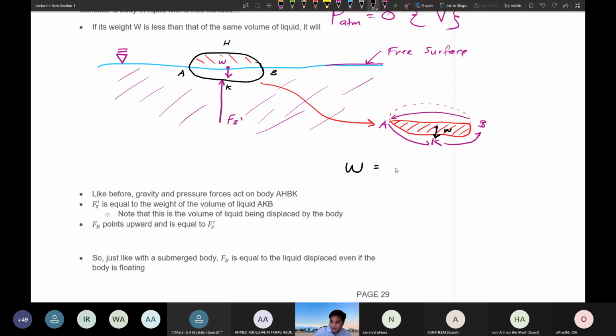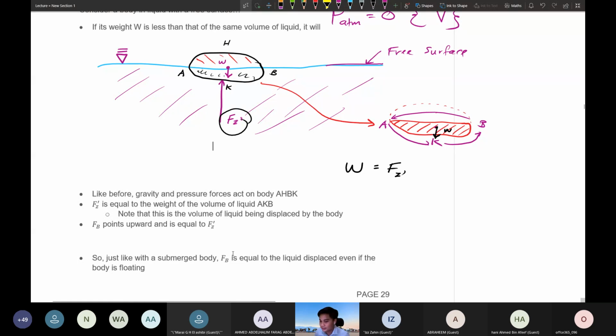Equal to Fz prime? Yes, Fz prime. So Fz prime now changes because this is floating. Fz prime is equal to the weight of the fluid it displaces. What is the displaced fluid? This one. Consider the A color, not the whole of this body. If you consider the whole of this volume, then your answer is wrong, because the whole is not displacing the fluid, only the bottom side. So the weight of the bottom side is equal to this, Fz.